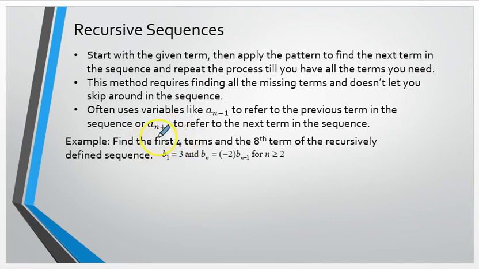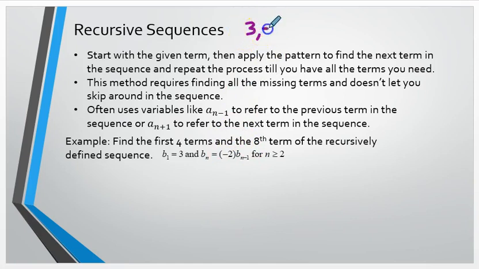So for a quick example, we're going to look at finding the first 4 terms and then the 8th term of the recursively defined sequence. And the first term in the sequence they're giving to me, that's what b sub 1 means. So the first term in the sequence named b is a 3. Then they're telling me that to find the next term, so if I want to find b sub 2, then plugging in n equals 2 will tell me that I need to take negative 2 and multiply it by b sub 1, because b sub 2 minus 1 is b sub 1. So basically it's saying take the previous term and multiply it by negative 2.